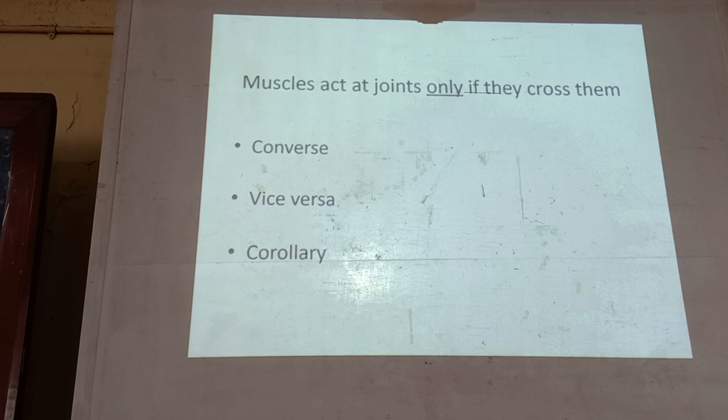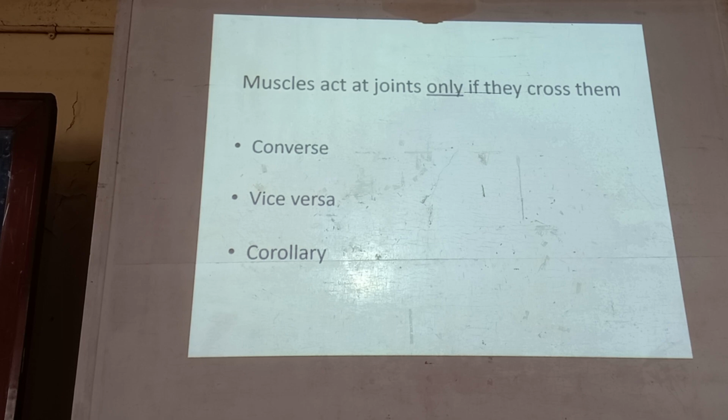Similarly, if you take the corollary of this statement, muscles act at joints only if they cross them, means if the muscles don't cross joints, they will not act on them. If the muscles don't cross the joints, they will not act on those joints. Is this clear? This is the correct corollary. If you take the wrong corollary, muscles will act at joints if they cross them. That is the wrong corollary.